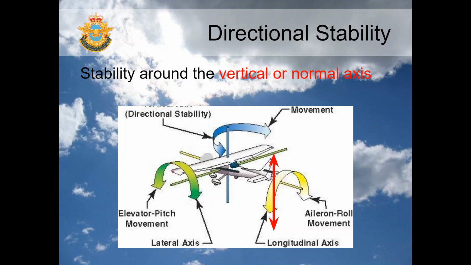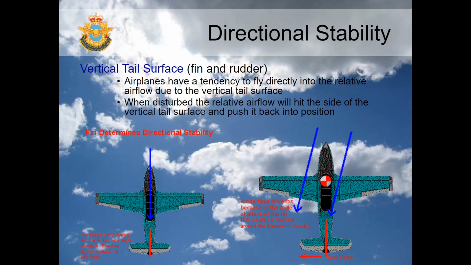And last but not least, we have directional stability, which revolves around the vertical or normal axes. The first component that helps with directional stability is the vertical tail surfaces. When disturbed, the relative airflow will hit the side of the vertical tail surface and push it back into position. And this is only because the aircraft has a tendency to fly directly into the relative airflow. And this works because of the vertical tail surface.